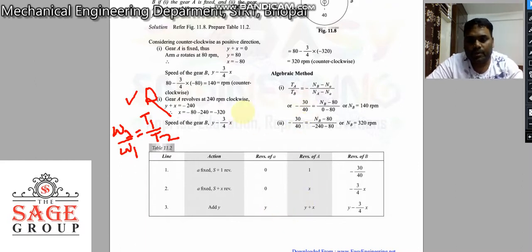Okay, so then we have to find this, and it comes to 320 in negative, so it's counterclockwise, as we know that.